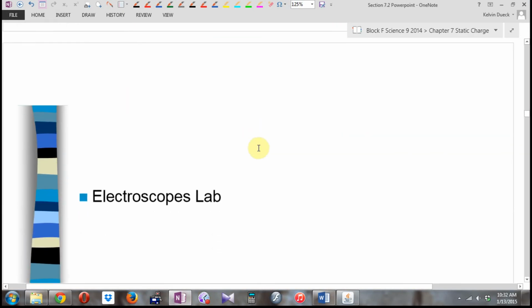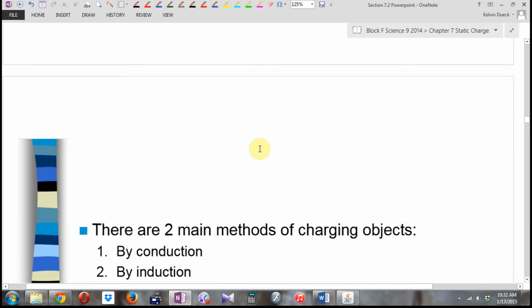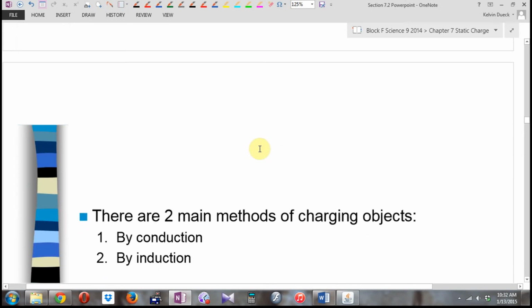We already did the electroscopes lab. Turns out there are two main methods of charging objects, and you're going to need to know these words. By conduction, putting a box around it because I'm going to ask you these words, and by induction. You can charge by conduction. You can charge by induction.